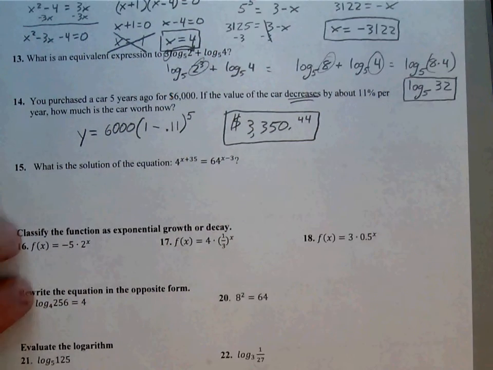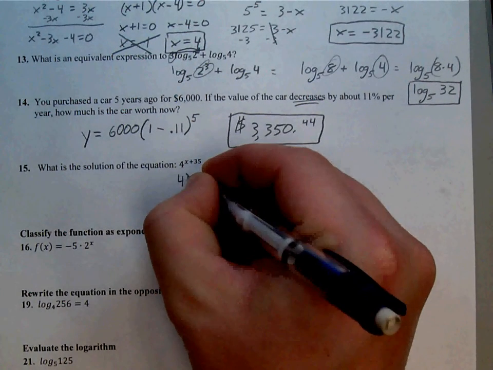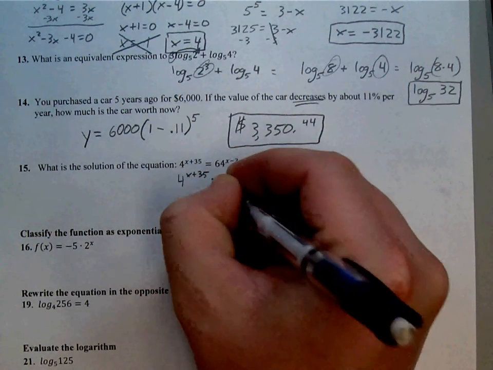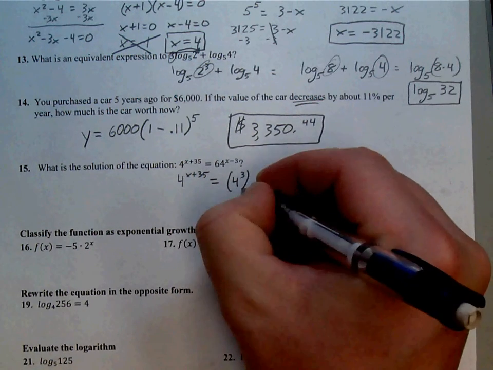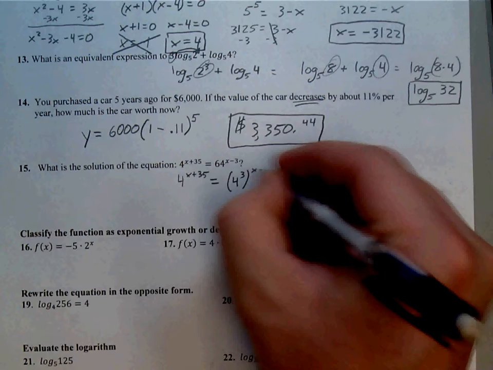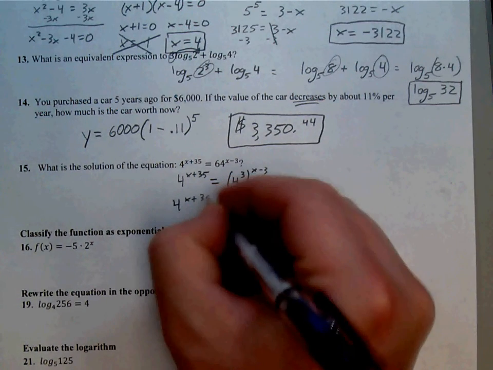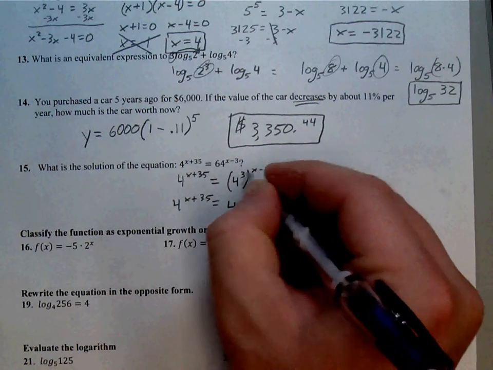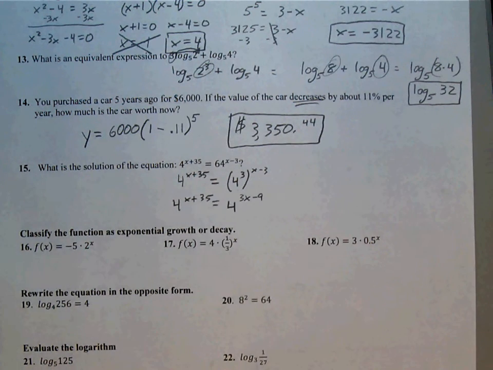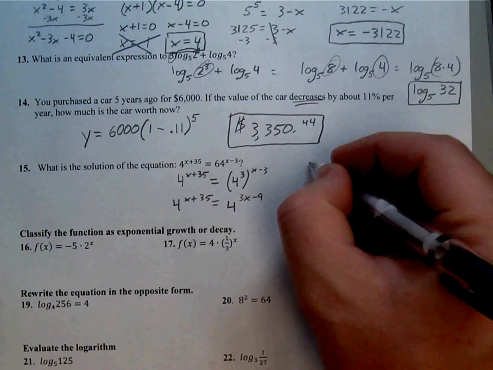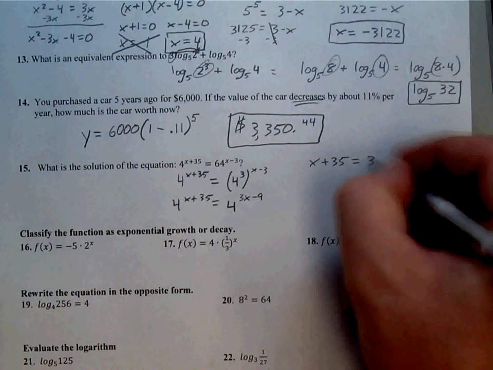Number 15. Those are both powers of 4. I can leave the left side alone. 64 I could write as 4 to the 3rd. Then simplify that exponent on the right side, so distribute that 3 to get 3x minus 9. Now I can drop the base numbers and say the exponents equal each other. x plus 35 is equal to 3x minus 9.